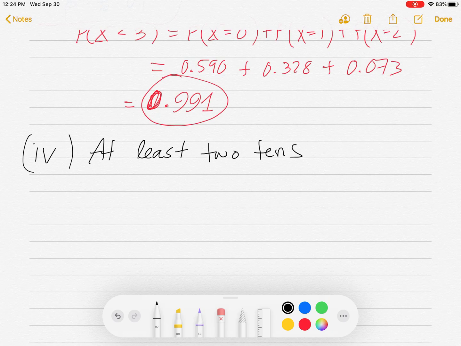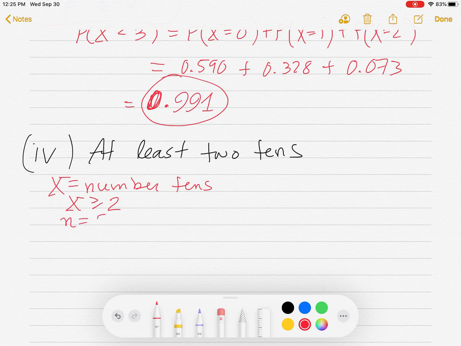At least. What's the probability of getting at least 2 tens? Good question, right? At least 2 tens. Okay, so remember x represents the number of tens, right? You're interested in getting a 10, so the number of successes, number of tens. You want your x to be at least 2. What does that mean? At least means it's greater than or equal to 2, right? You want x to be greater than or equal to 2.